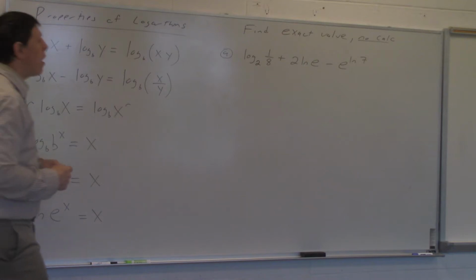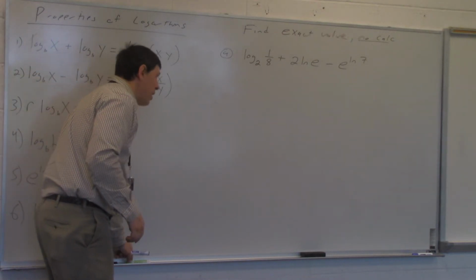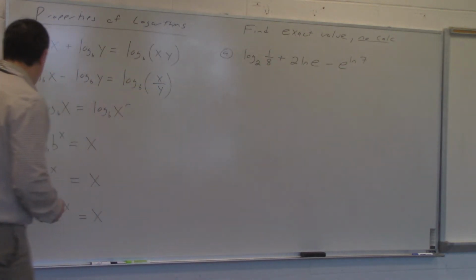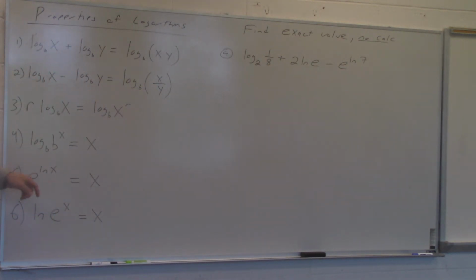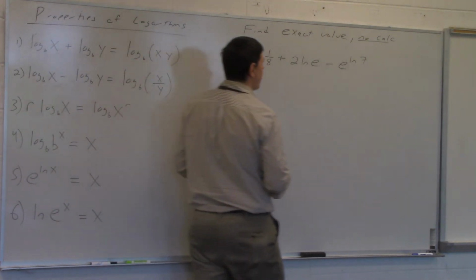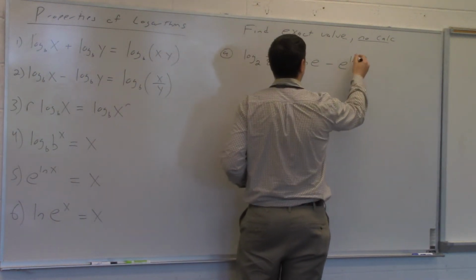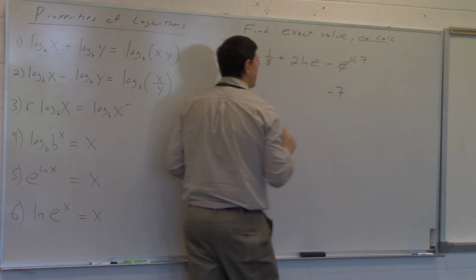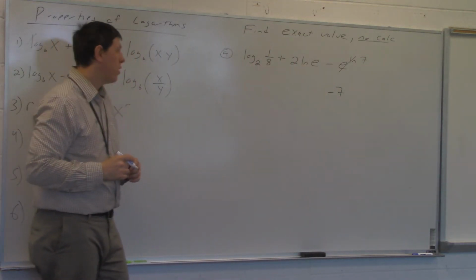So what you might automatically say is that, oh, okay, well, this guy right here, the e to the ln 7, just looks exactly like rule number 5. So it's just going to simplify into a 7. And because we have a minus here, this is just going to simplify into the minus 7. So that's easy enough.